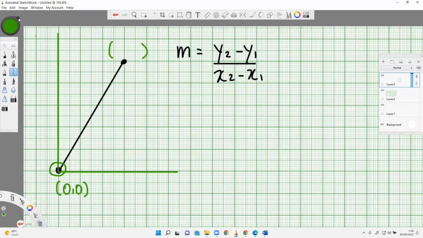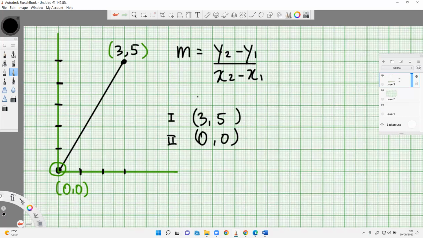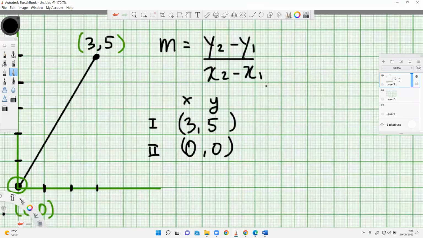Now you know how to do, right? So how do you solve it? 1, 2, 3, and then 1, 2, 3, 4, 5. So we have 2 points right now, 3, 5 and 0, 0. This is point 1, this is point 2, this is x and y, right? So I show you how to do it simply, put on the formula. What is y2?